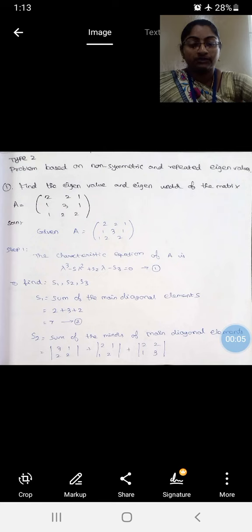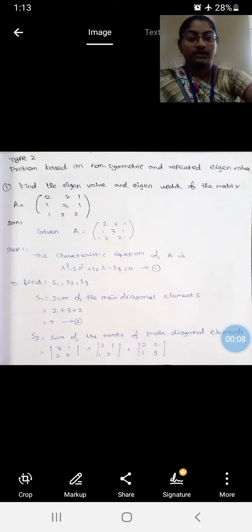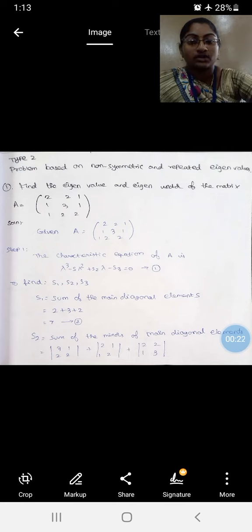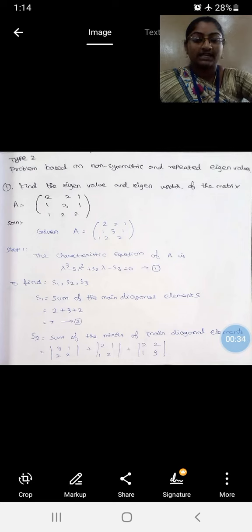In Unit 5, Eigenvalue and Eigenvector, we already saw type 1, that is non-symmetric and non-repeated eigenvalues. Today we are going to see type 2, type 3, type 4 problems. In type 2, problems are based on non-symmetric and repeated eigenvalues. Non-symmetric means your row is not equal to column, that is, a given matrix is not equal to its transpose matrix. And repeated eigenvalue means in our eigenvalues we get one or two repeated values.